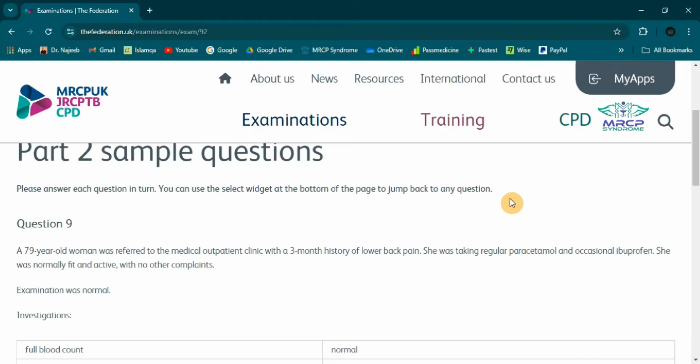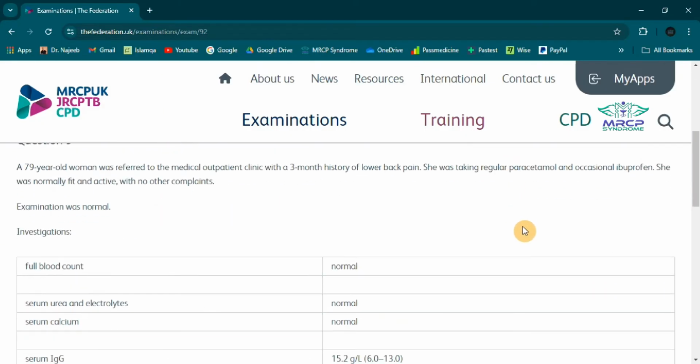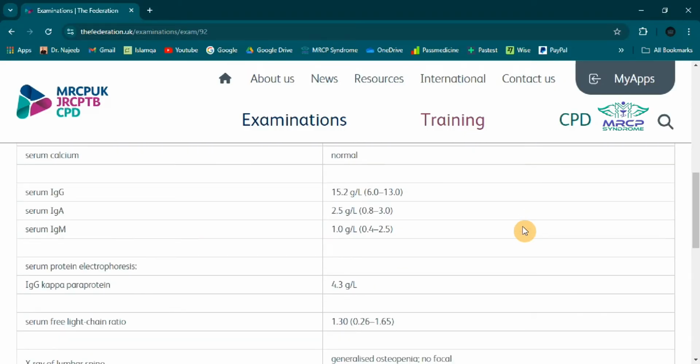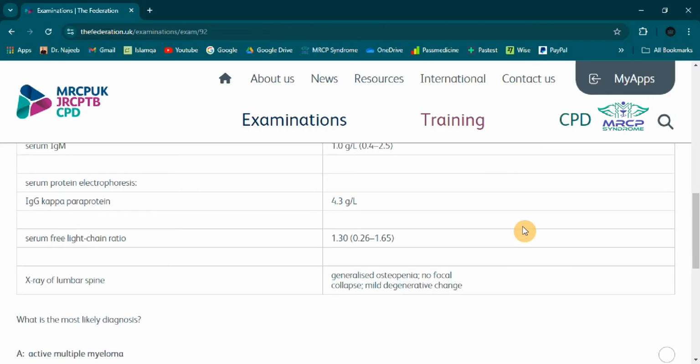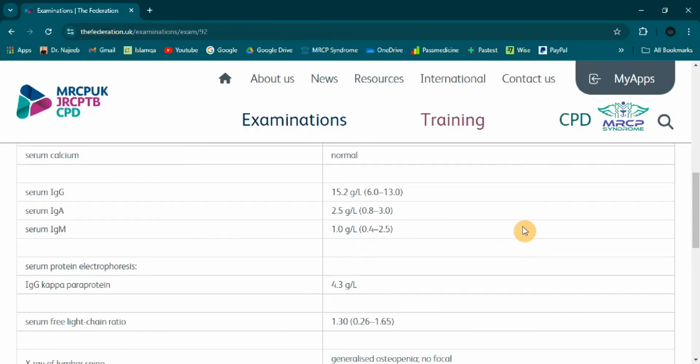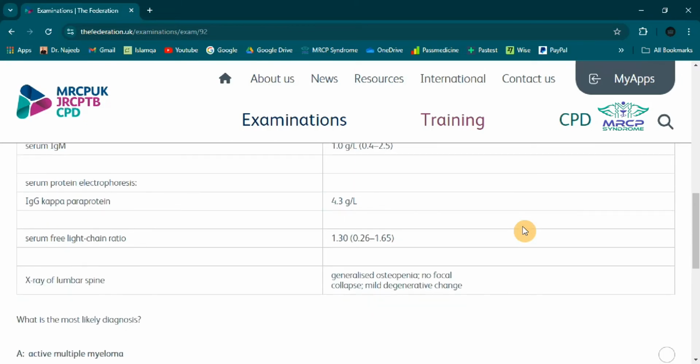This 79-year-old woman presenting with a 3 month history of lower back pain is referred for evaluation, and she has a normal physical examination and normal basic laboratory findings except for serum immunoglobulin and the serum protein electrophoresis, and mild changes in the X-ray of the lumbar spine.